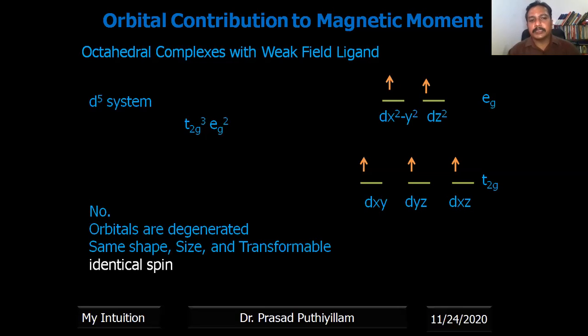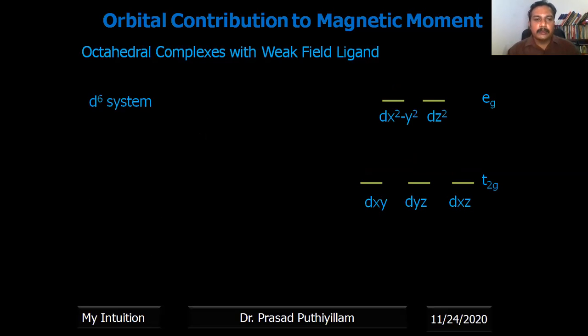Okay, electronic configuration is t2g3 eg2. In coming classes, I'll be taking examples as t2g, eg only. I will not write d5 system or weak field ligand, strong field ligand; those cases we will try to avoid. Okay, so d6 system, 6 electrons are there, 3, 4, 5, and the sixth one comes here.